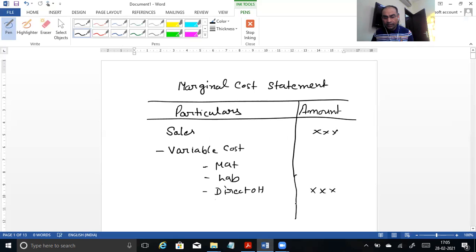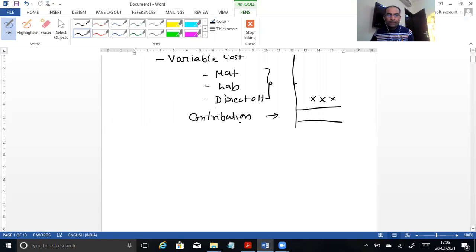Then we will make a total here of all these variable cost. After that, we have to subtract the variable cost from the sales. And after subtraction, what we get here, it is called as contribution. So this is called as contribution. Then after, from the contribution, we subtract fixed cost here.